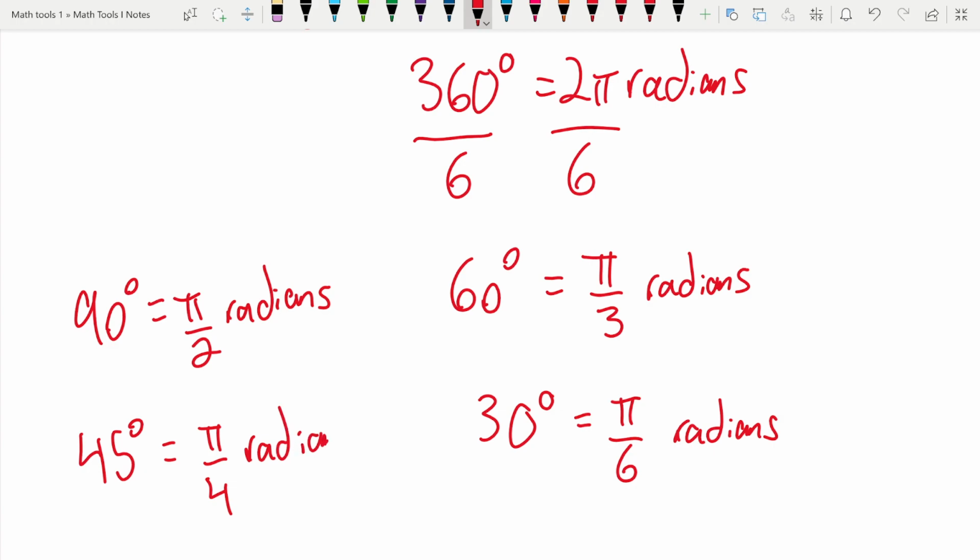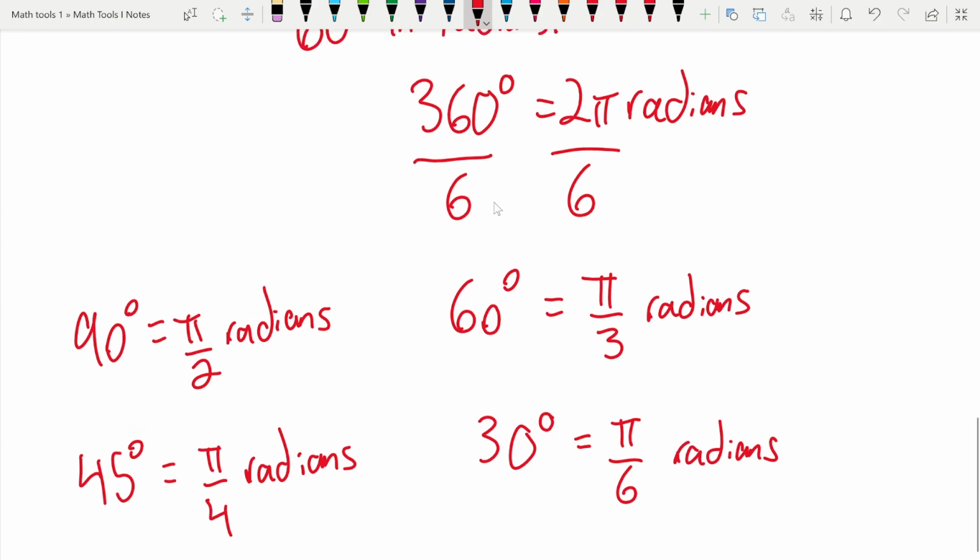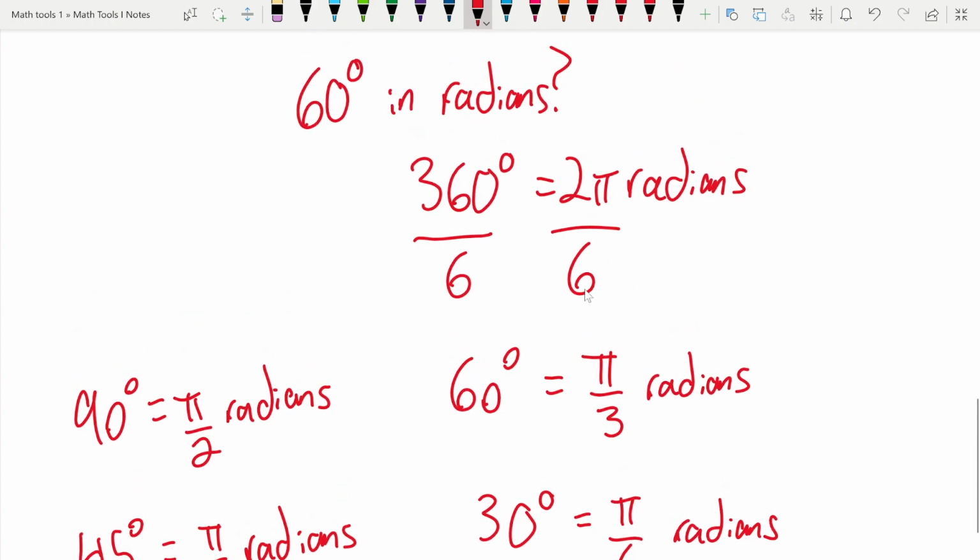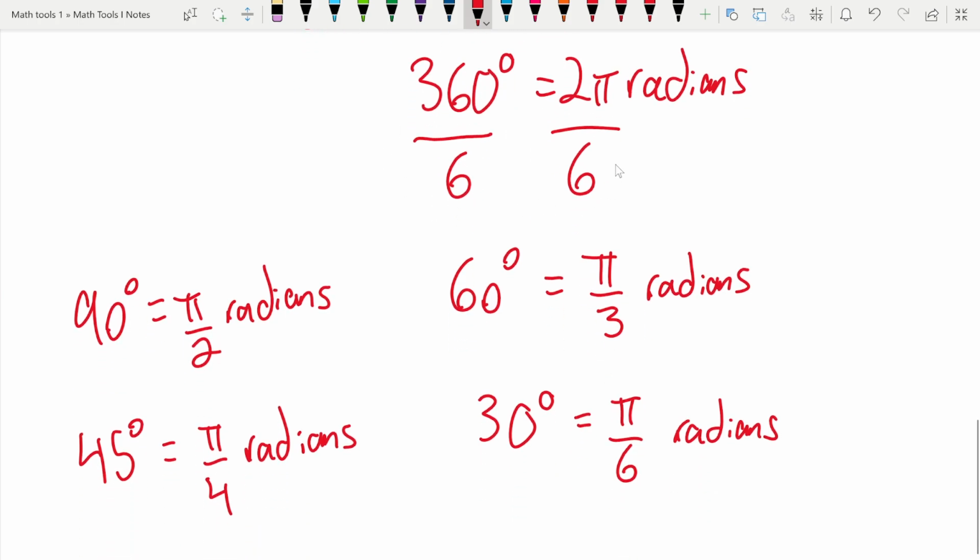So they're both measuring the same thing. We can convert back and forth between them rather easily using this equality right here: 360 degrees equals 2 pi radians. From there, we can get to any measurement that we want to.